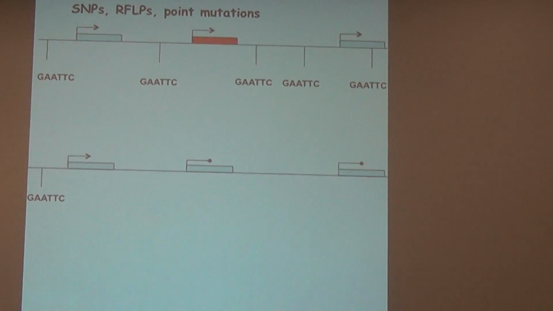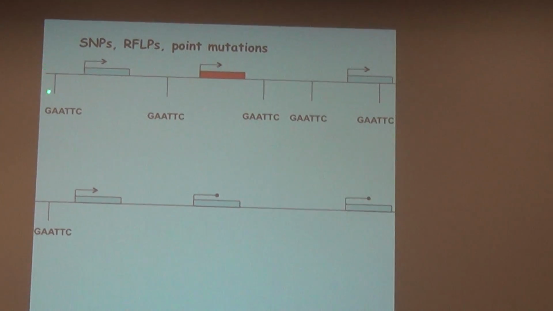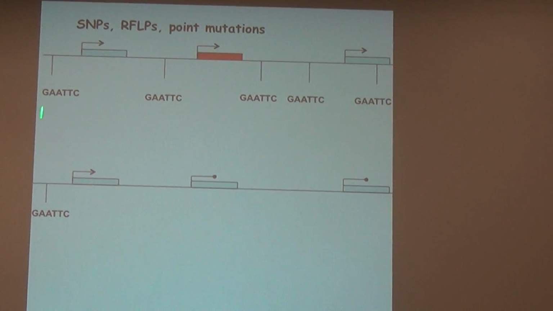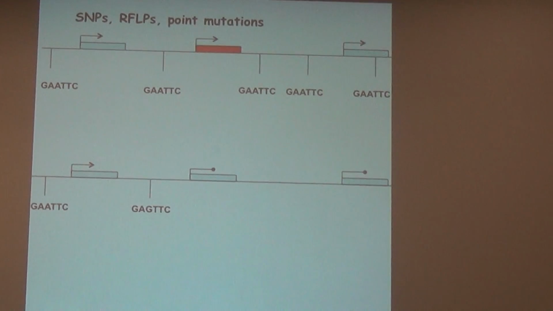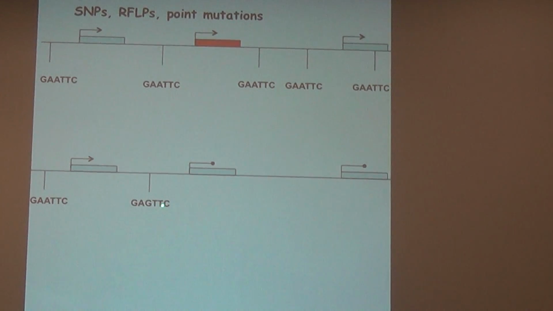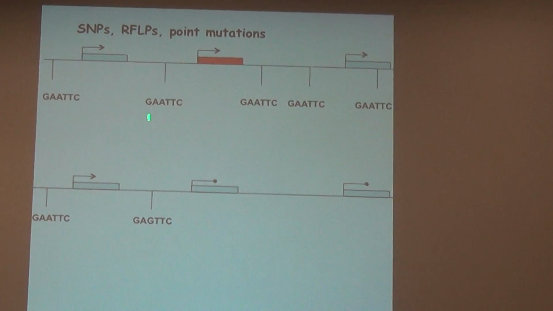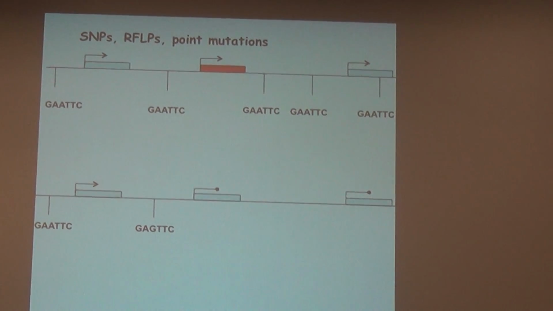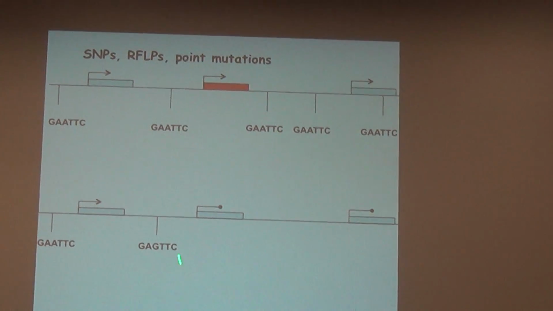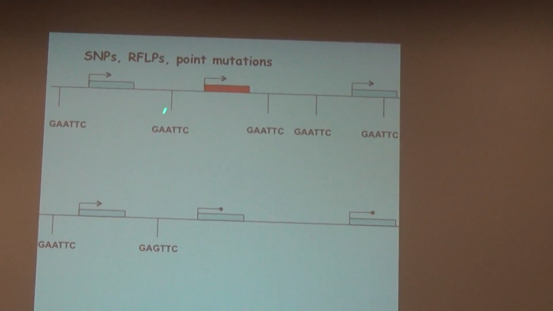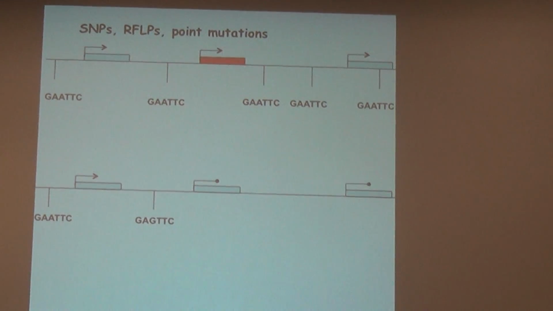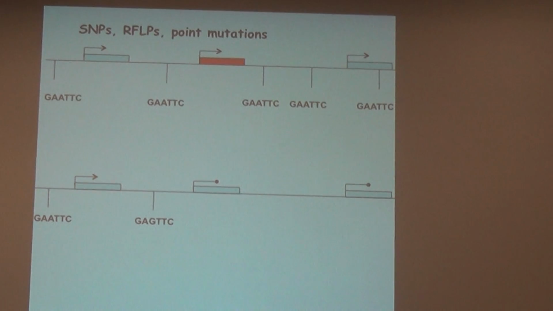Now, imagine a situation. This is a different individual. This restriction site remains the same. No change. This restriction site in this individual disappears. Instead of being GAATTC, you have GAGTTC. This is an RFLP. Correct? Because you have a restriction site that's disappearing in one individual but present in the other individual. So you're going to have a change in the restriction fragments that you analyze. So that's an RFLP.